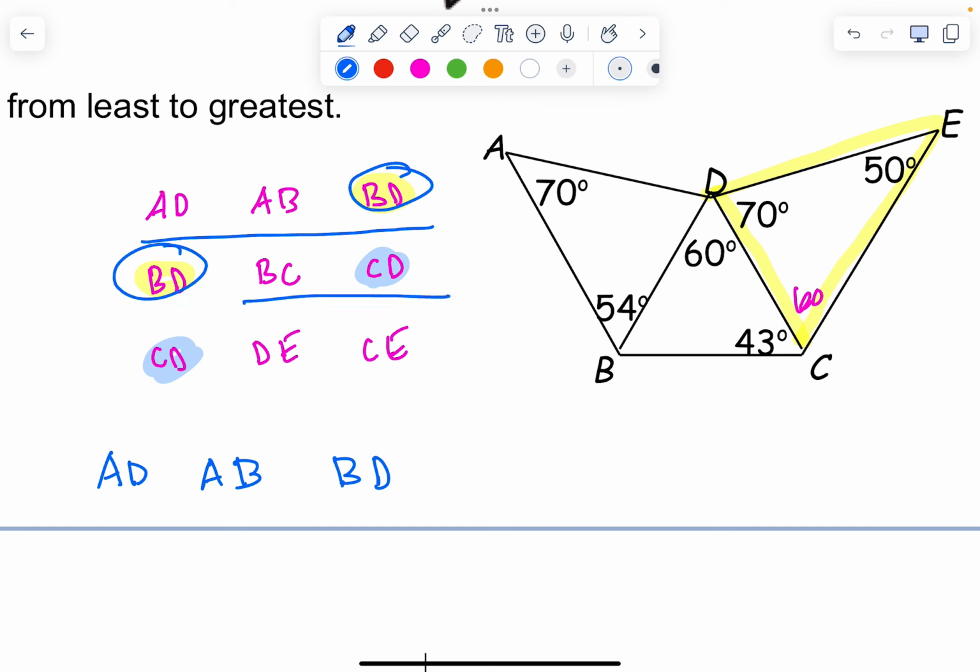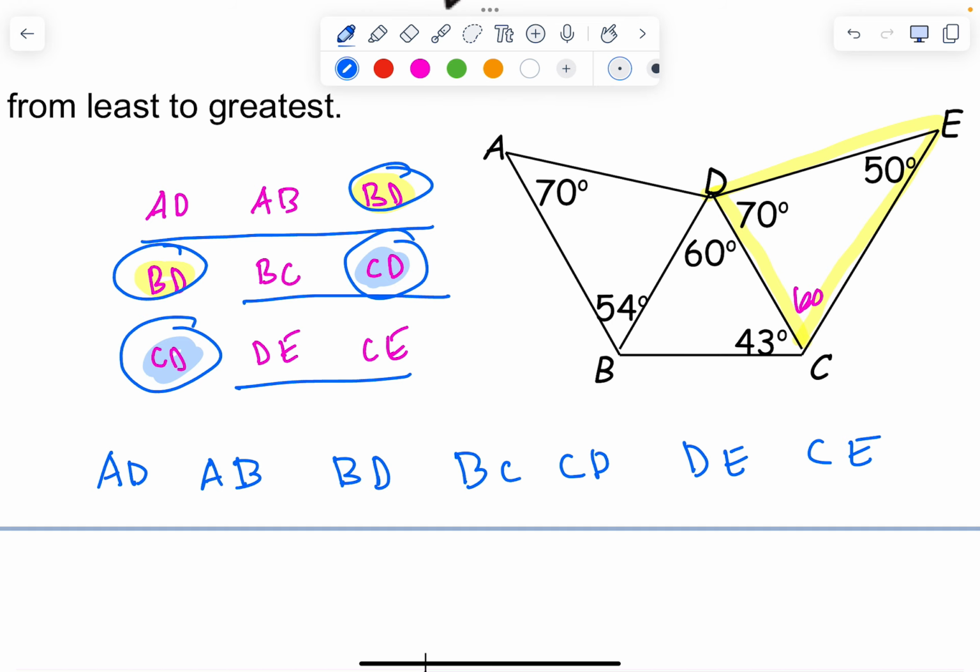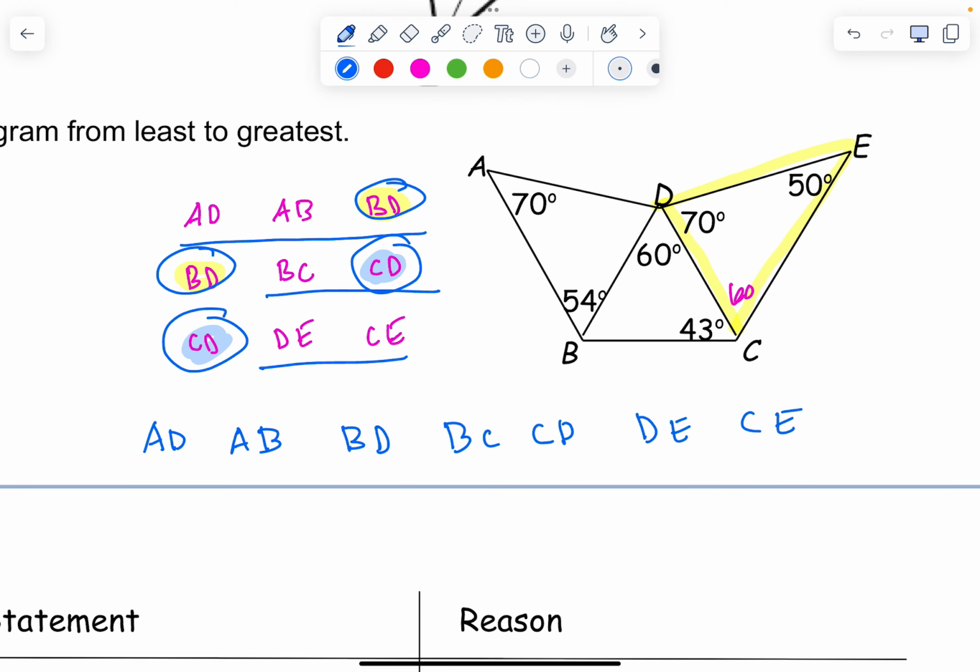So I'm going to write the next one right here. BC and CD. Again, CD was repeated. I'm not going to write it anymore, but move on to DE and CE. So without repeating any of the redundant sides, we know AD is the smallest and CD is the largest side. As long as you look at them by one triangle at a time, something is going to repeat.